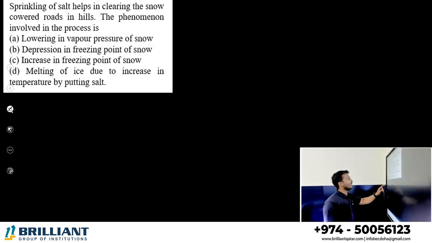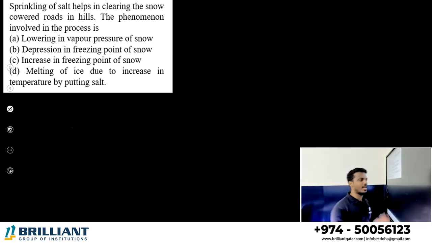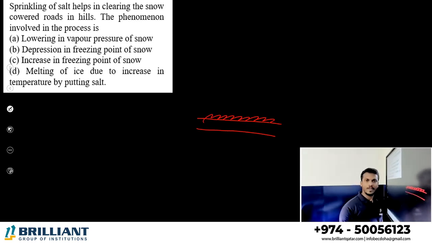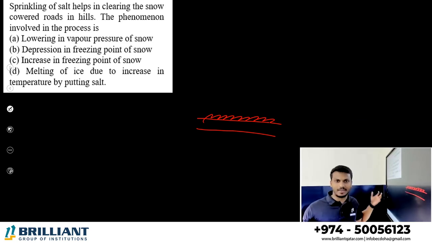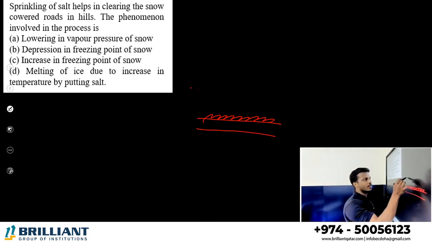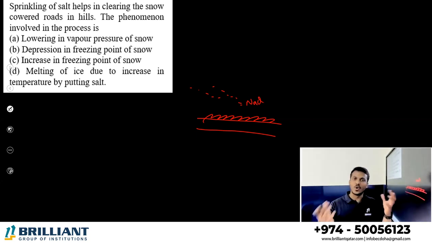Next, sprinkling of salt helps in clearing the snow covered roads in hills. What is the phenomenon involved in the process? You can see in polar regions, the roads are fully covered by snow. So there you can melt the existing snow and use the track for transportation. That is because of adding NaCl. We pour NaCl crystals. Because NaCl is a solute, and the snow contains solvent.